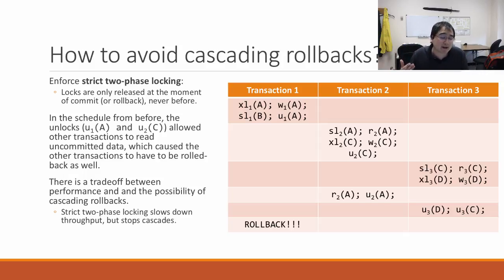If you don't have to worry about cascades, you don't have to worry about which other transactions may have read your dirty data, because there is no dirty data ever. You always release your locks when you commit. You never have to worry about other transactions seeing that dirty data. SQLite actually has two different modes for this, but for the purposes of this class, we are only going to do strict two-phase locking.